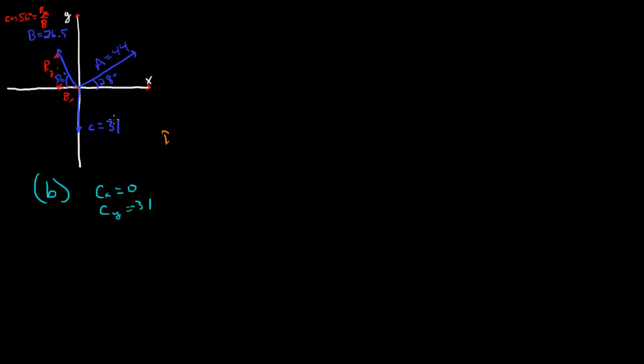Okay, so part B says we want to find the value of the vector that is 2 times vector A minus 3 times vector B plus 2 times vector C. Alright, and we will call this some new vector. We already used D, so let's call it E.